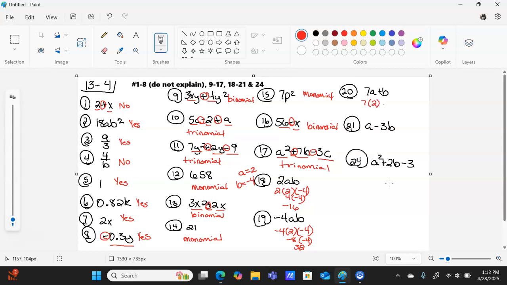7 times replacing the A with 2 and the B with -4. So 7 times 2 is 14 plus a -4. My signs are different. Find the difference and keep the sign of the larger. So the difference between 14 and 4 is 10.